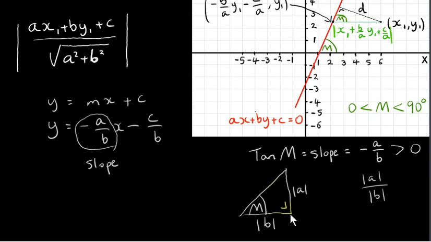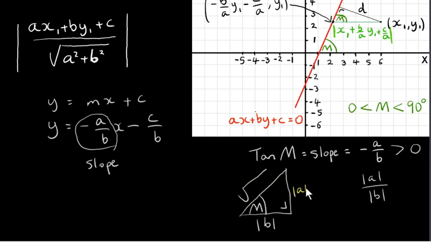We can imagine constructing a right angle triangle. Make the side opposite M the magnitude of A, make the side adjacent M the magnitude of B. We need to get the sine of M. To get the sine of M, we need the hypotenuse of this right angle triangle. So we use Pythagoras, square these and add them, and get the square root.